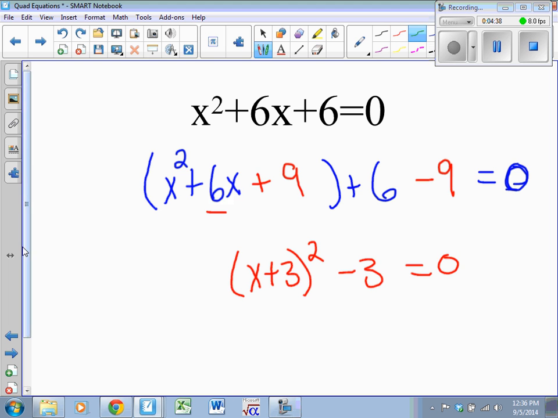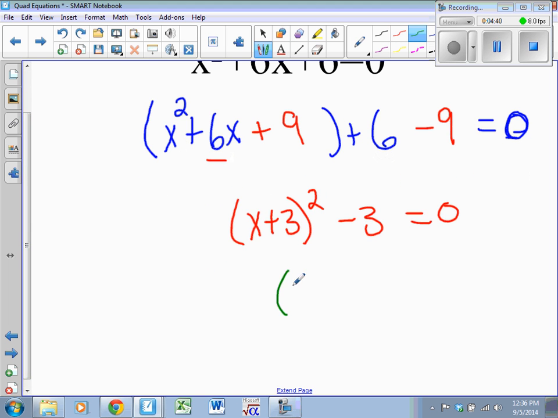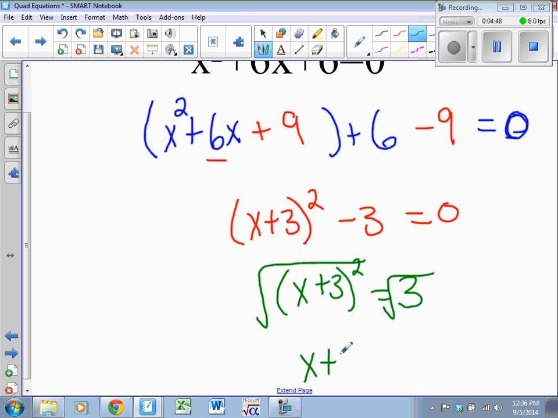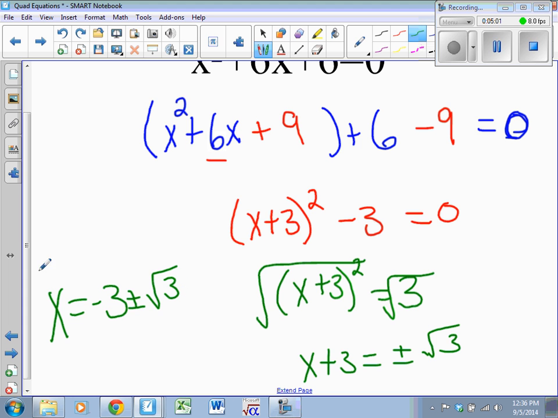Now I can do my extracting the square root. I can add 3 to both sides. Now I can take the square root, and I get x plus 3 is plus or minus the square root of 3. So my answer is negative 3 plus or minus square root of 3.